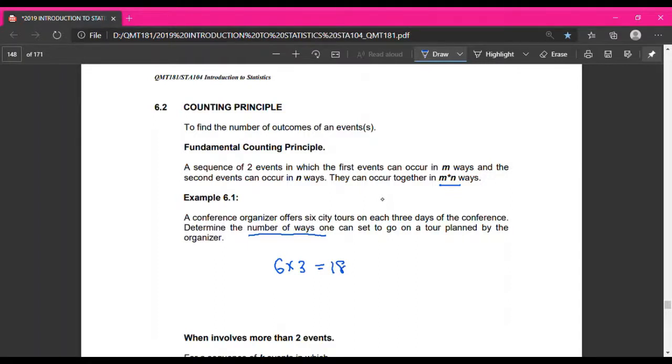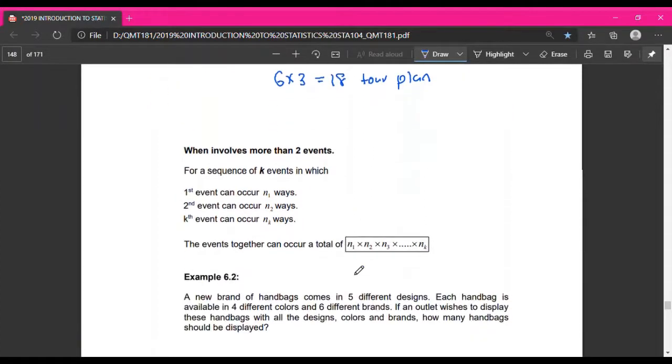Okay, 18 tour plans. Alright. For example, if there are more than 2 events, it is the same. The ways the events will occur, just multiply the number of ways that each event will occur. If there are 3, it is n1 multiplied by n2 multiplied by n3 ways. If there are k events, it will be n1 multiplied by n2 until nk.